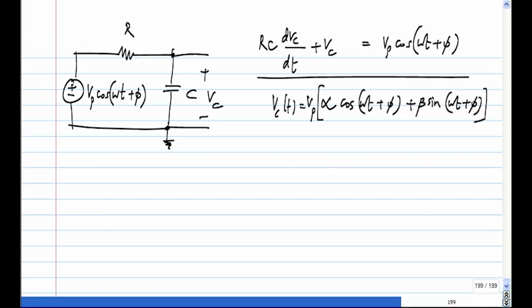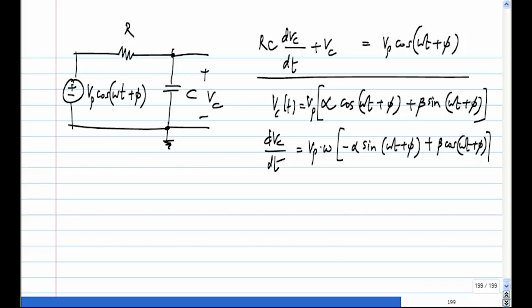Alpha cos(omega t plus phi) plus beta sine(omega t plus phi). I will write it in this form. So clearly, if I differentiate this, I will get... So now you can put this in there, put this in there, and you have two constants, alpha and beta. So you have to balance the sine and you have to balance the cosine. So from that you can get these two constants.